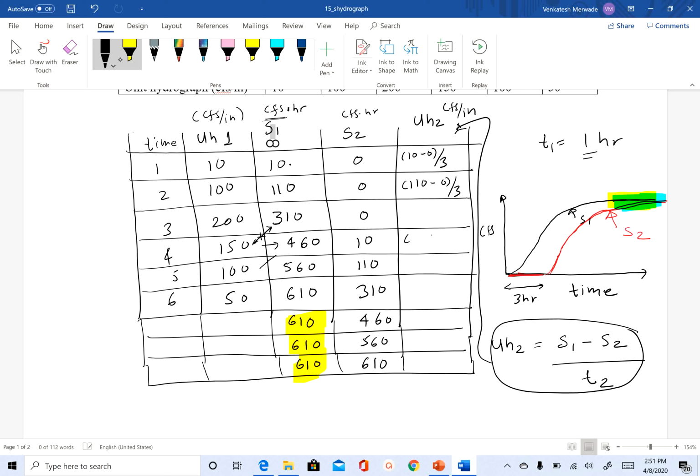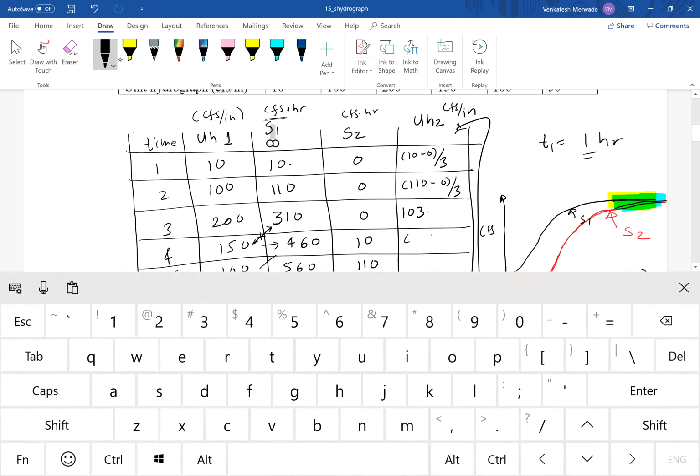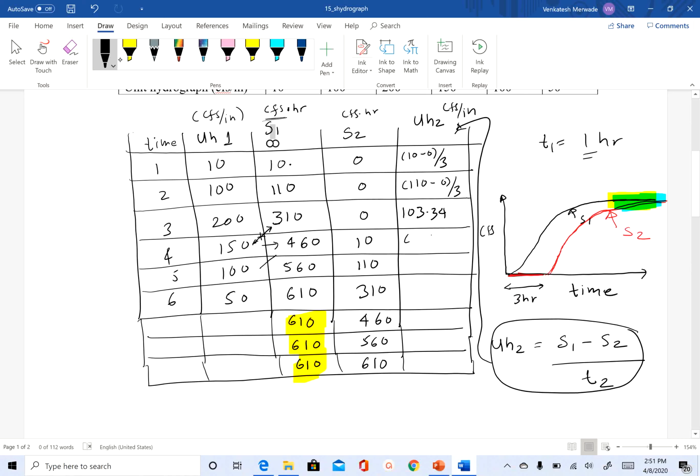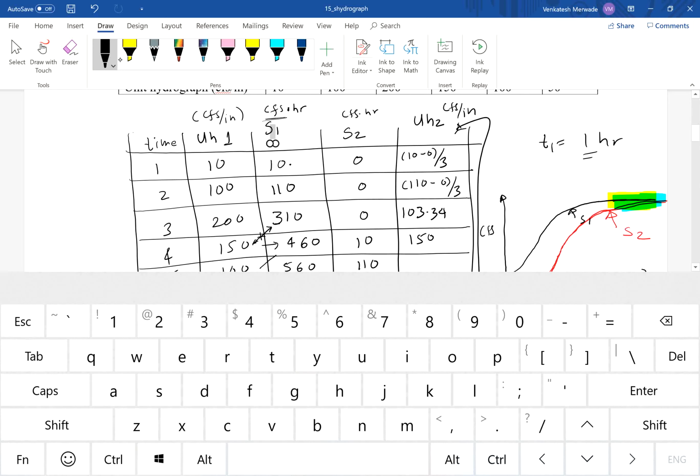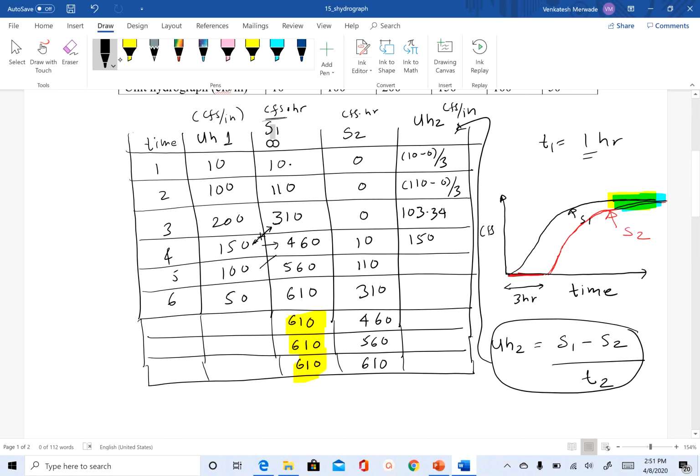So this was 310 divided by 3. That comes to around 103.34 CFS. This will be 460 minus 10 divided by 3. So 460 minus 10 is 450. 450 divided by 3 is 150 CFS. And now you know how to do this. You can fill up the rest of these rows.